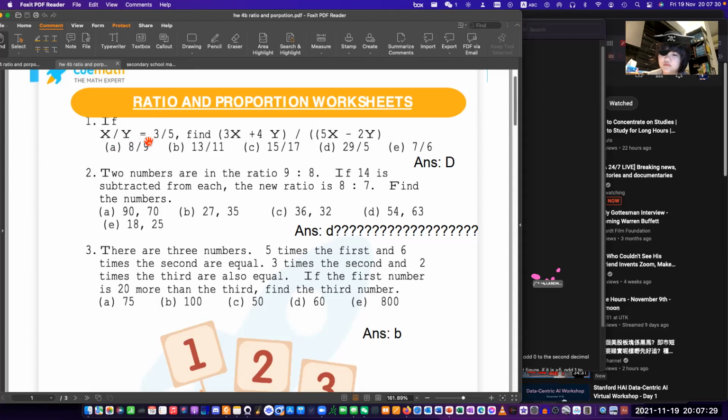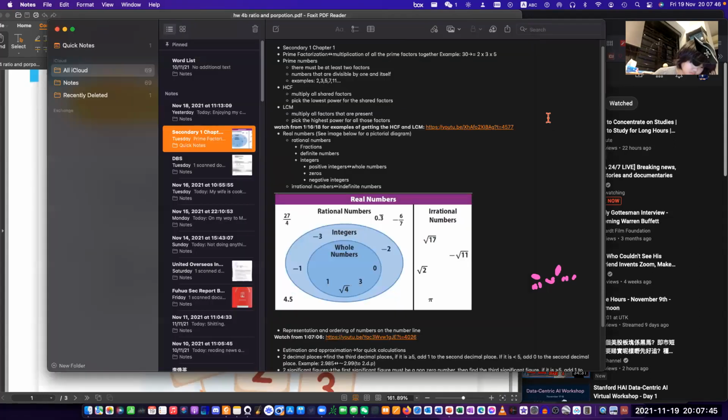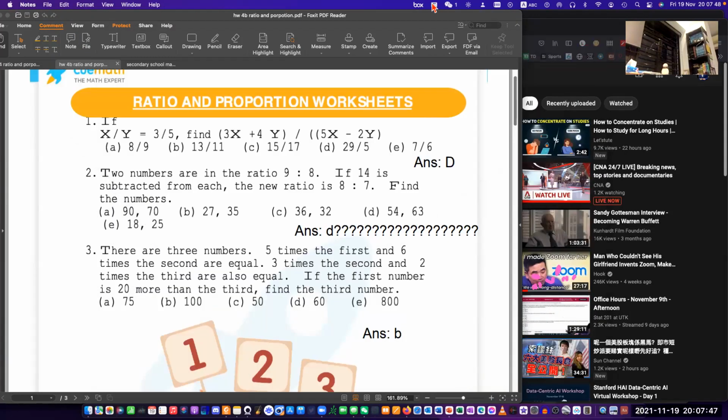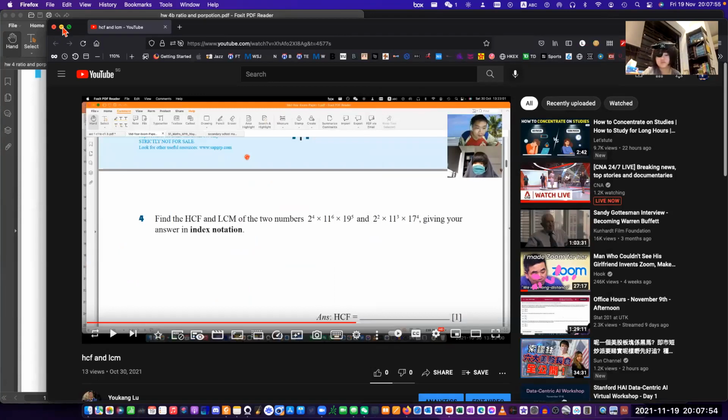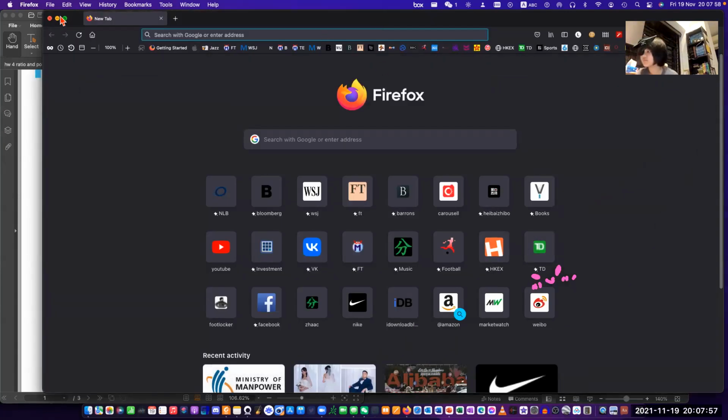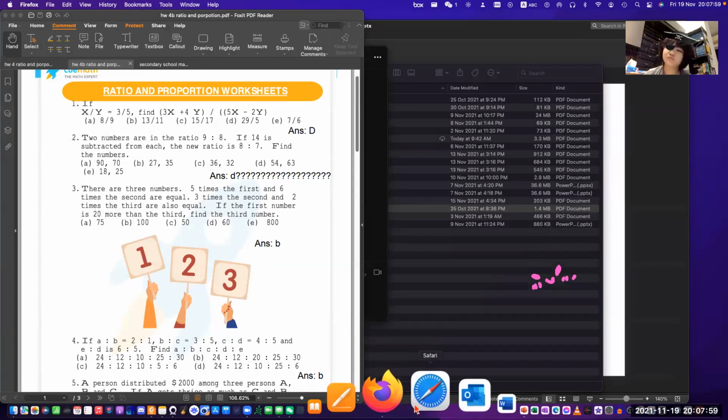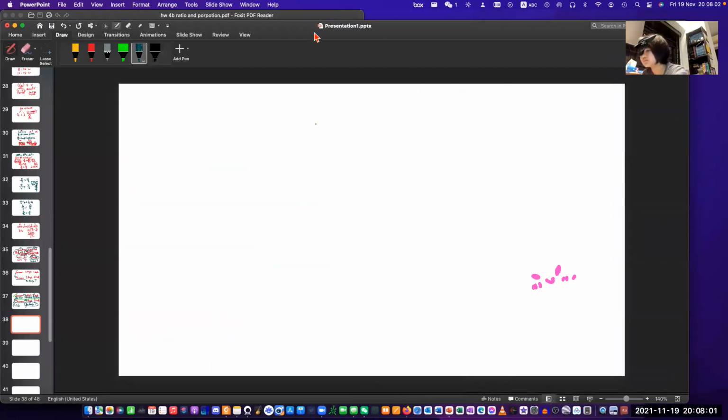So let's look at this. If x over y is 3 to 5, over here it means they express this ratio in fraction format. And then it says find this over this. So simple. This is super simple. Once again, let me just put it side by side. I have this, and I have the PowerPoint on the right hand side this time round.